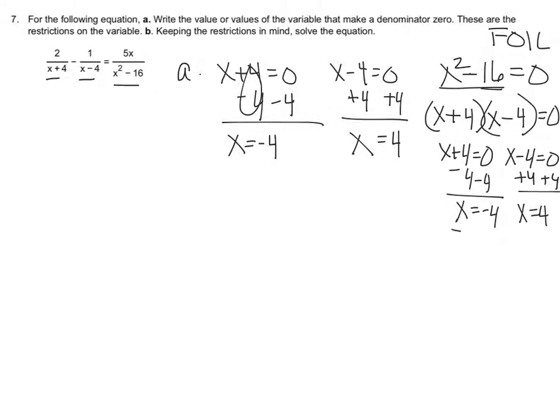Now, negative 4 and 4 are just the same as what I already found. So my restrictions are x equals negative 4, comma 4. When x equals a negative 4 or a 4, my denominators go to 0. Since we can't have a denominator equal to 0, that means that x cannot be negative 4 or 4. These are called my restrictions.